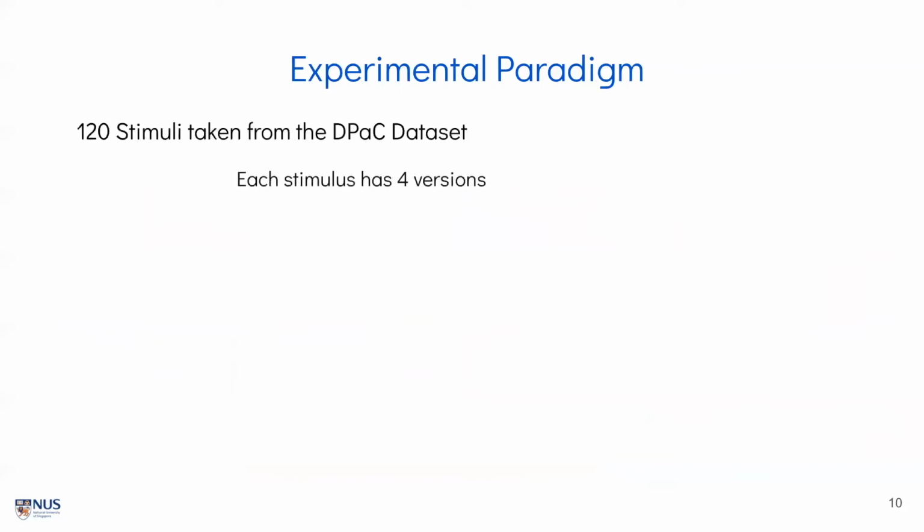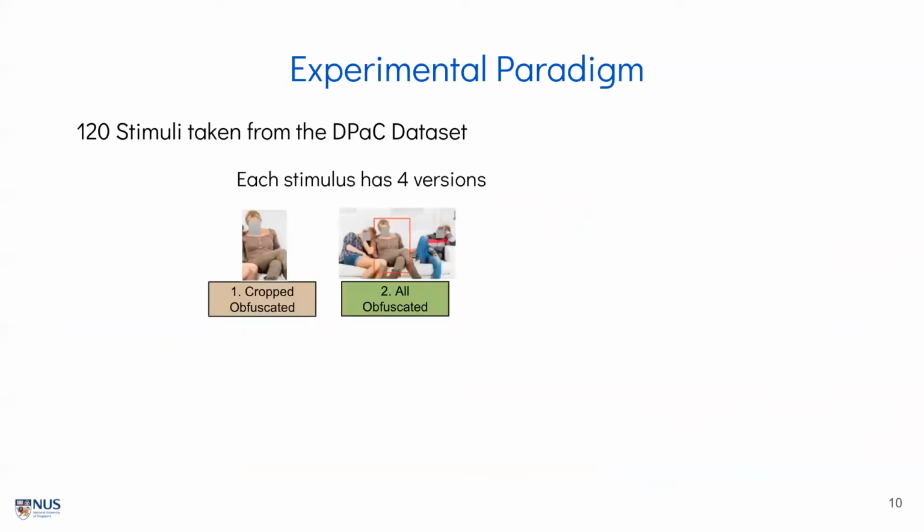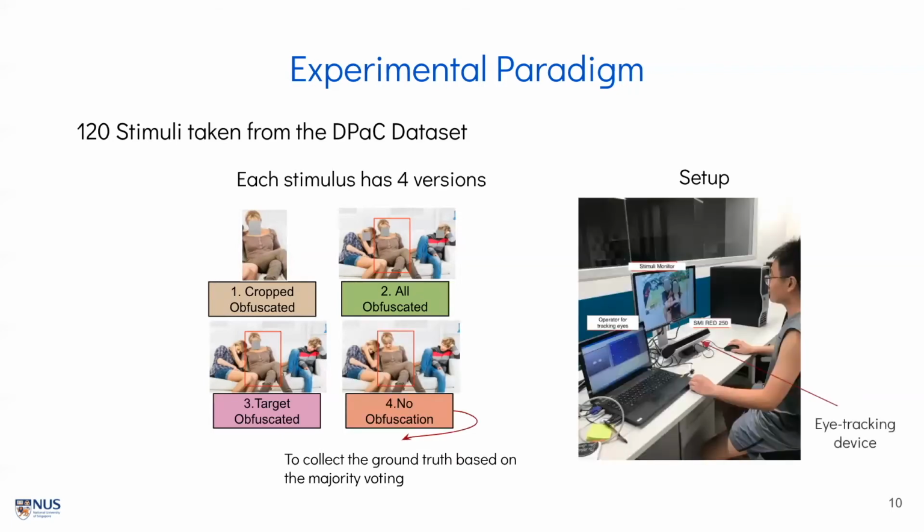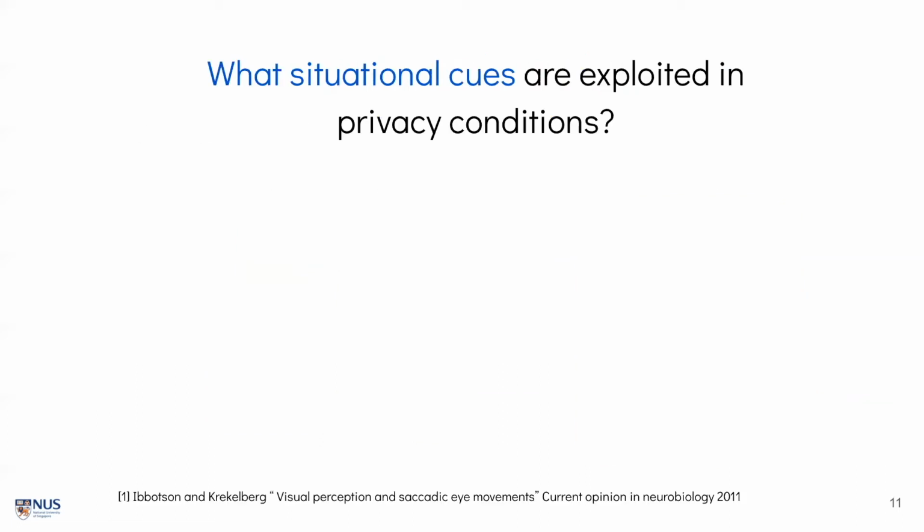We first took images from our DPAC dataset and created 4 versions of each image: cropped obfuscated, in which a target is cropped and face obfuscated; all obfuscated, where all the faces are obfuscated; target obfuscated, where only a target's face is obfuscated; no obfuscation, where none of the faces are obfuscated. And this is the setup. While the participants took the experiments, we recorded their eye movements with the help of an eye tracking device.